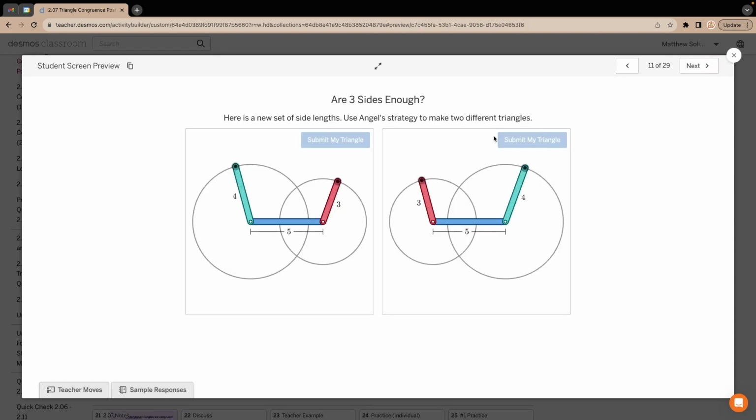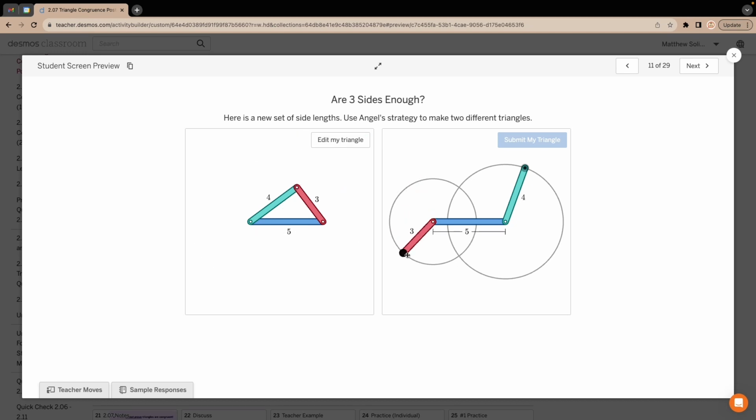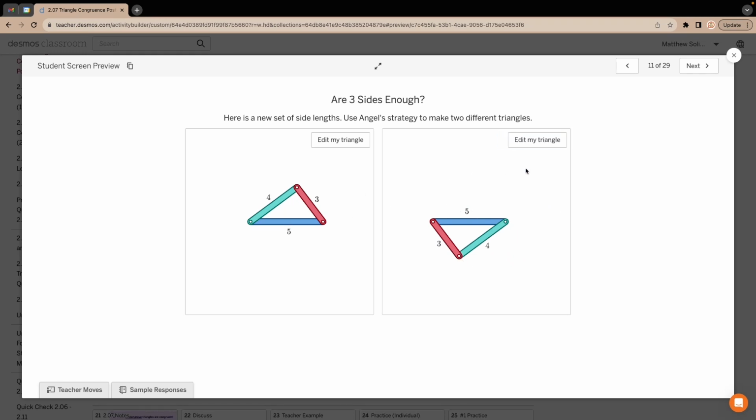So let me show you an example. We have 2 triangles here, and I can move them around to make triangles, right? So here they'd connect to make a triangle, or I could spin it over here to make a triangle. And all these triangles have 3, 4, and 5 as the sides. So all the sides are the same. There's a pair of 3s, pair of 4s, pair of 5s.